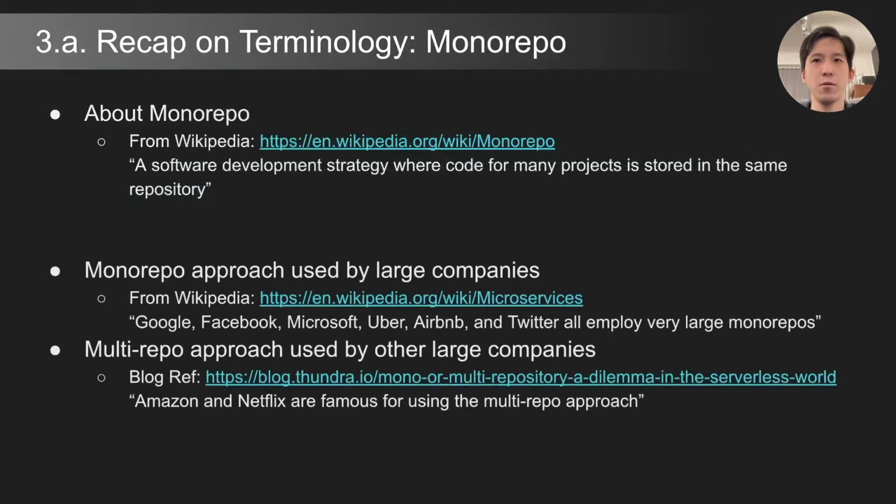Also about monorepo, you can find the following in Wikipedia: a software development strategy where code for many projects is stored in the same repository. Google, Facebook, and other large companies adopt the monorepo approach. As to multi-repo or polyrepo, Amazon and Netflix are known to deploy that approach.